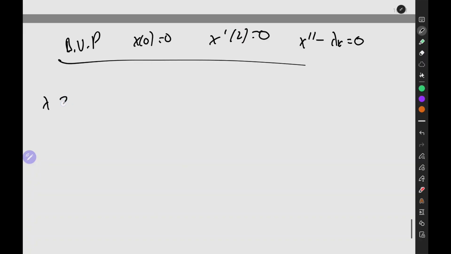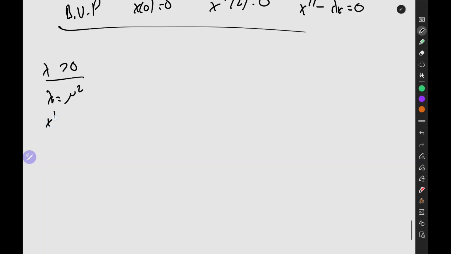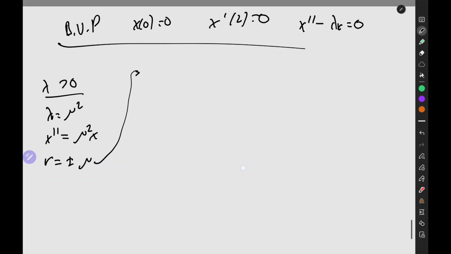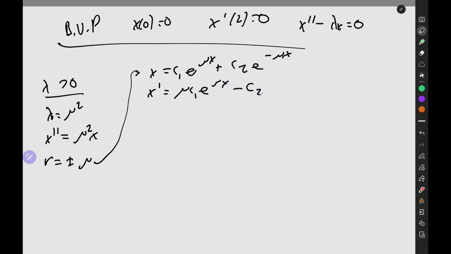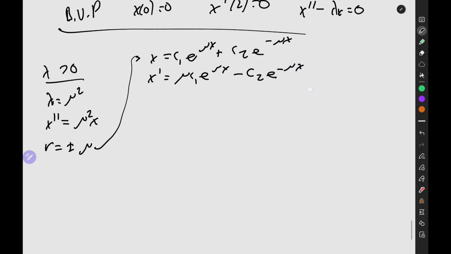So let's go ahead and start with lambda greater than 0. We should be experts at boundary value problems as well by now. Write the general solution: C1 e to the mu x plus C2 e to the negative mu x. We also need X prime, so mu C1 e to the mu x minus mu C2 e to the negative mu x.